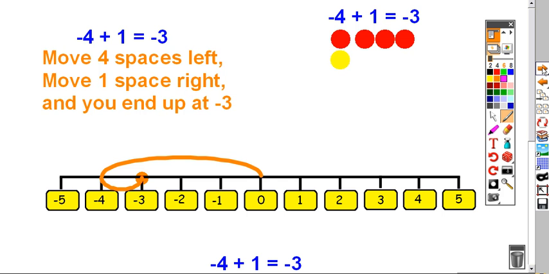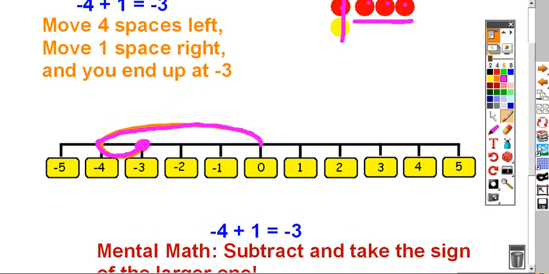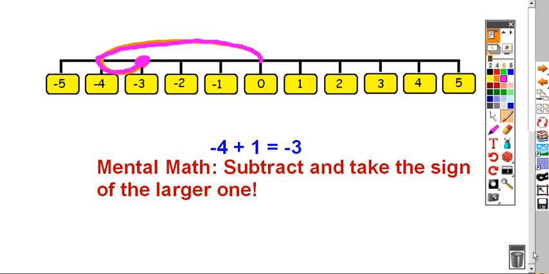Negative 4 plus positive 1. Using a number line, move to the left 4, move to the right 1, and you end up at negative 3. Using chips, negative 4 plus a positive 1, these will cancel, leaving you with your negative 3. And finally, using mental math, subtract the 2 and take the sign of the larger. 4 minus 1 equals 3. Now how did you know if it were positive or negative? Well, you know that it's going to be negative because you have more negatives than you did positives.